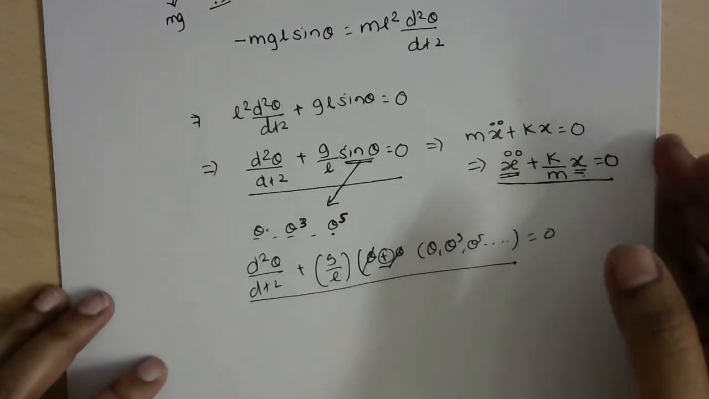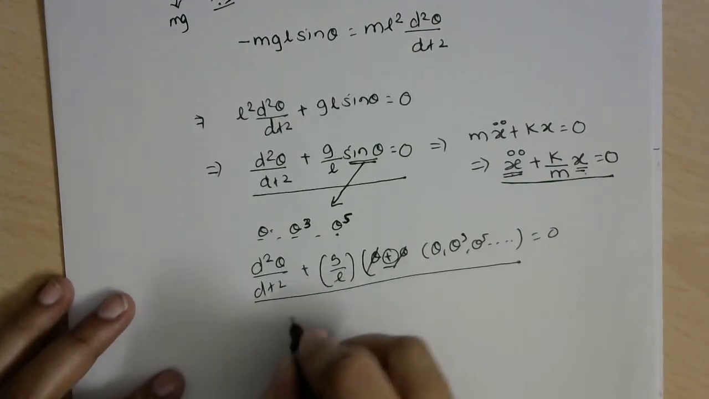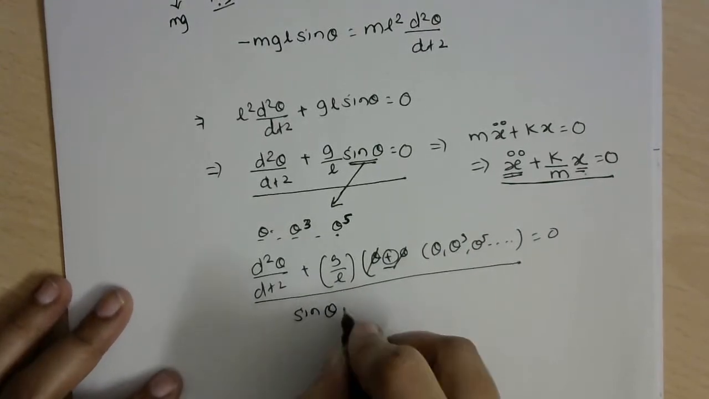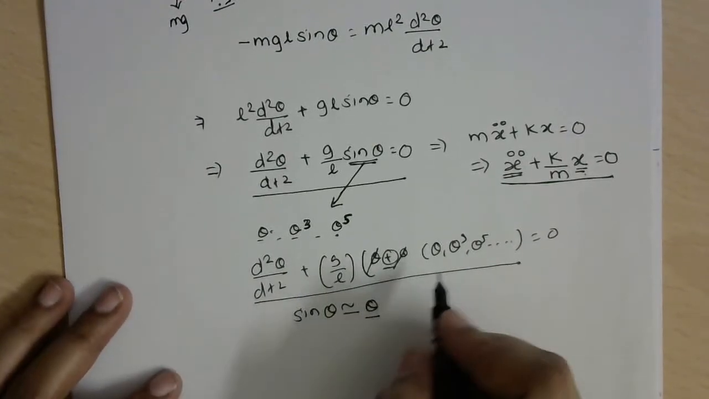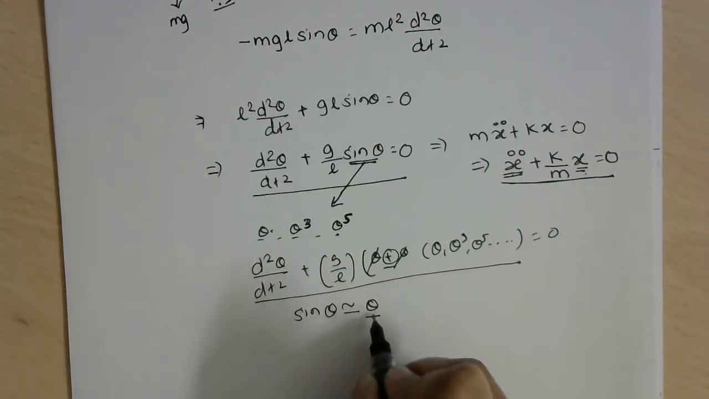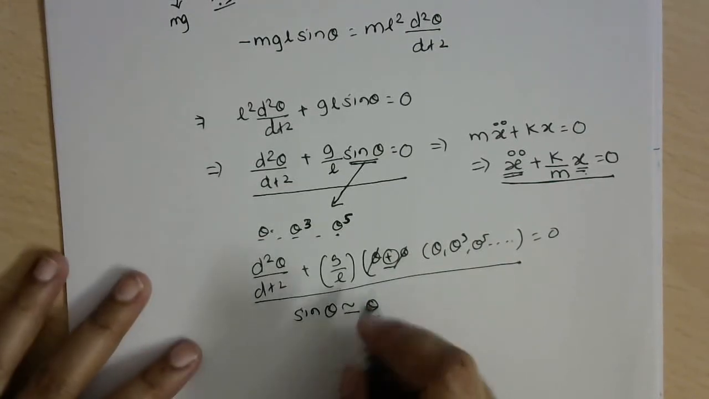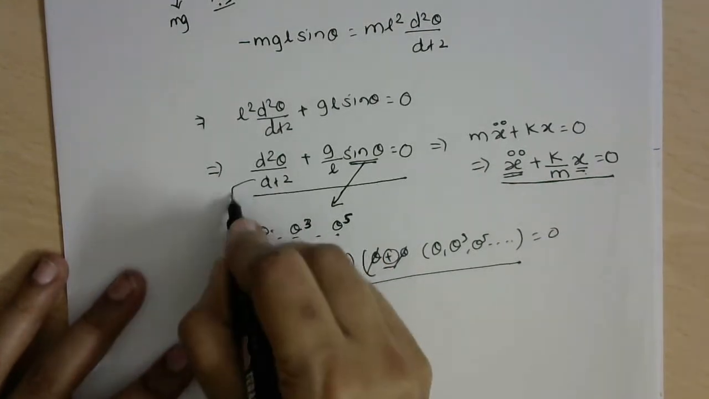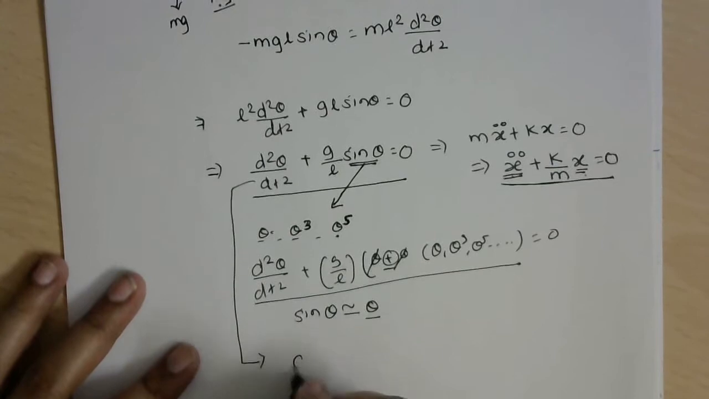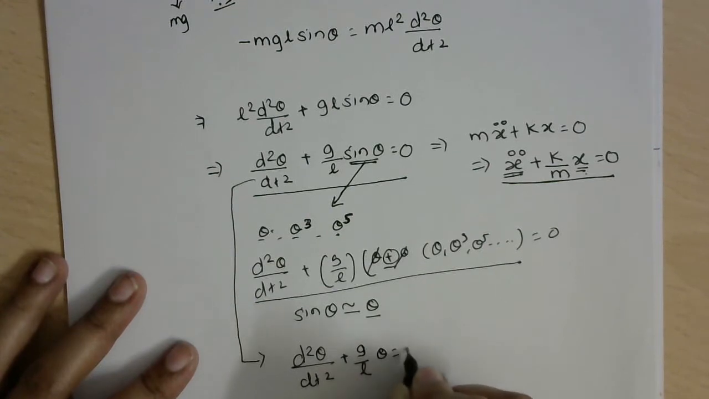Okay, and in that case you can say that sine theta is almost equal to theta when theta is measured in radians. For very small angle thetas, theta and sine theta are almost identical. So you can replace sine theta by theta. If you do so, then this differential equation changes into d square theta by dt square plus g by L times theta equal to 0.